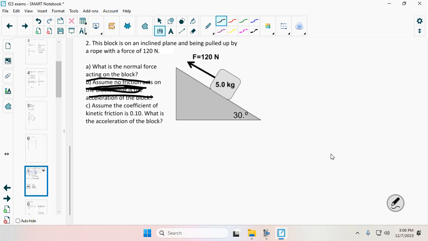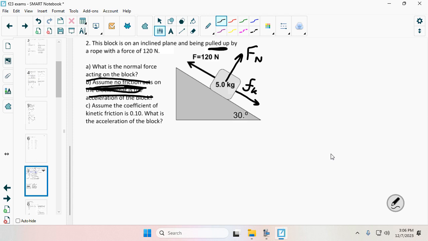I always like to draw the picture. It just helps me to think about what's going on. So I have my normal force right here. Notice the normal force is perpendicular to the surface. Because it's being pulled up the inclined plane, I have a frictional force that's going down.